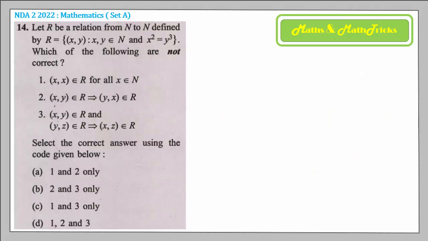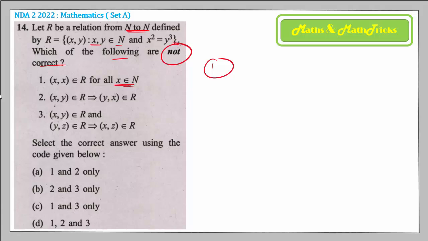Alright, coming on to the next question, number 14. In this we have the relation R defined from N to N, where x and y belong to N. You are asked which of the following are not correct. So the first one you check, (x, x) belongs to R. Is it correct for all x belonging to N?